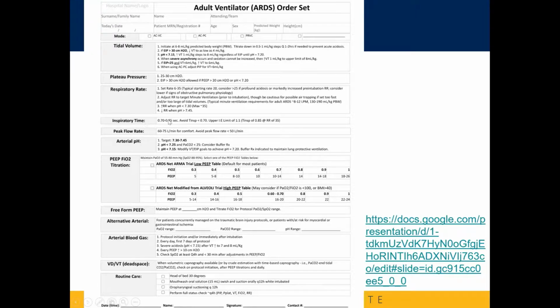Inspiratory times here, they're saying 0.7 to 0.85. However, that is for this order set. For the other protocols, a typical I time for an adult is anywhere from 0.8 to 1.2. So you can keep that in mind as you're setting things. Peak flow rates, you're setting between 60 and 75 liters per minute for patient comfort.